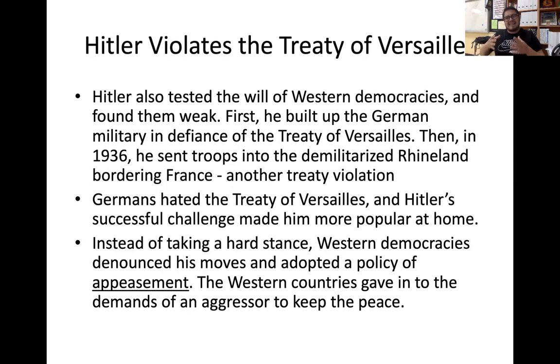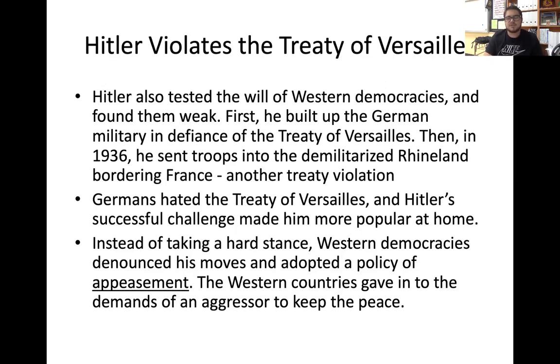There's an area like that called the Rhineland, right, which is going to be demilitarized, which means you're not allowed to have soldiers in that area because it's going to raise tension. Well, Germany's going to go, what are you going to do about it? And they put troops over there. And slowly but surely, they start going over the border, creeping more and more and claiming more and more of the Rhineland as German territory. Now, that's a direct treaty violation. You can't do that. They're pretty much invading France slowly but surely. Germans hated the Treaty of Versailles, and Hitler's successful challenge made him more popular at home.